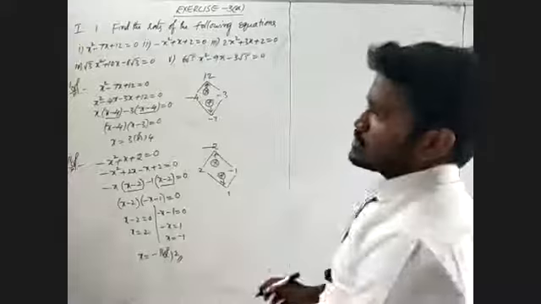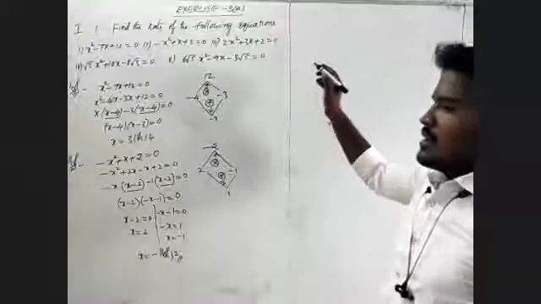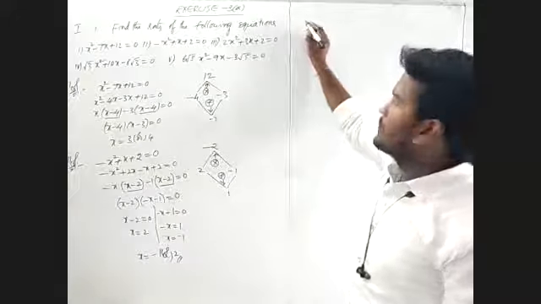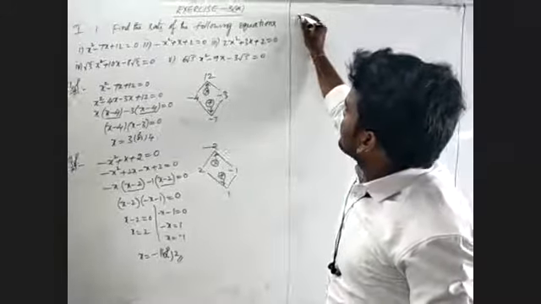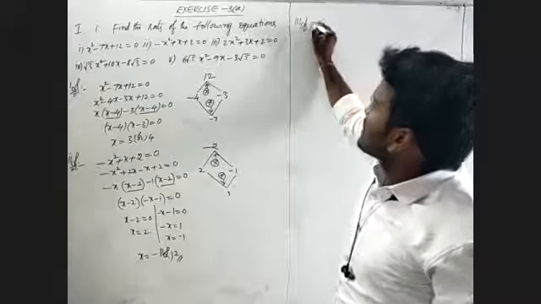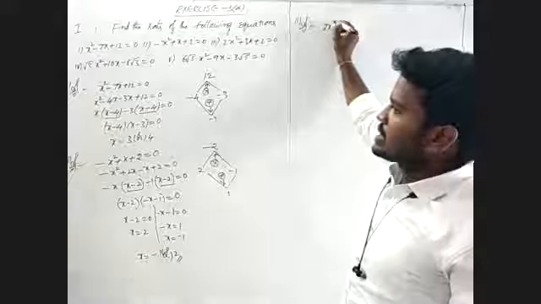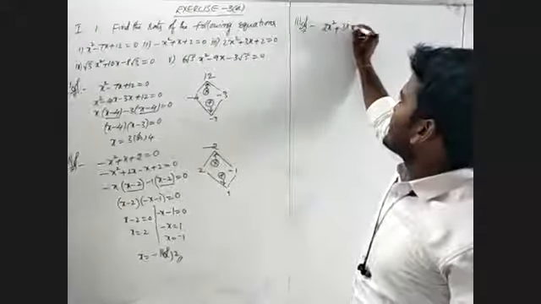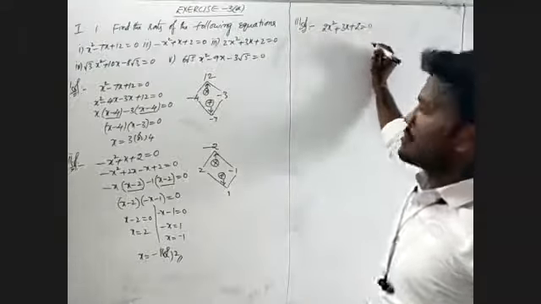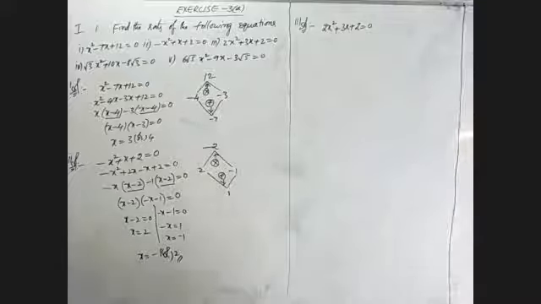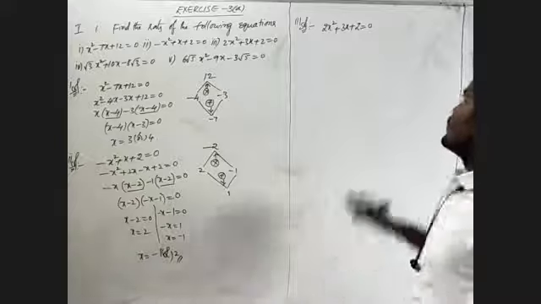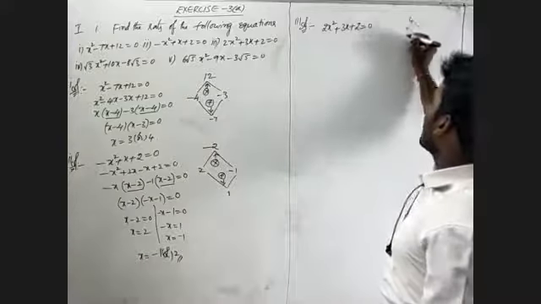Now I am going to the third problem. What I am asking in the third one is 2x square plus 3x plus 2 is equal to 0. We'll observe 2 into 2 is 4, where the product will satisfy 4.